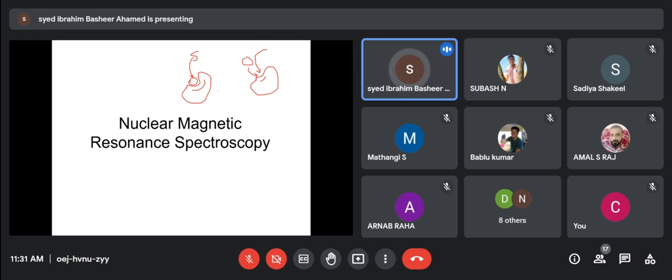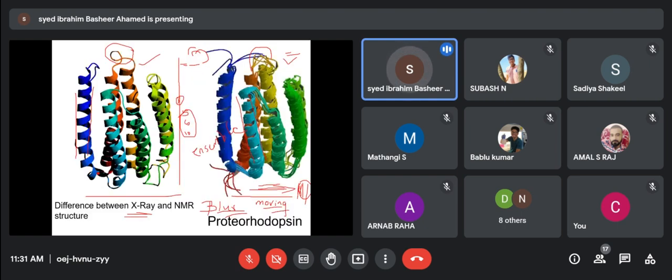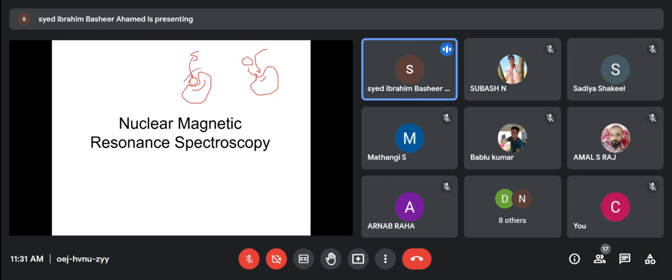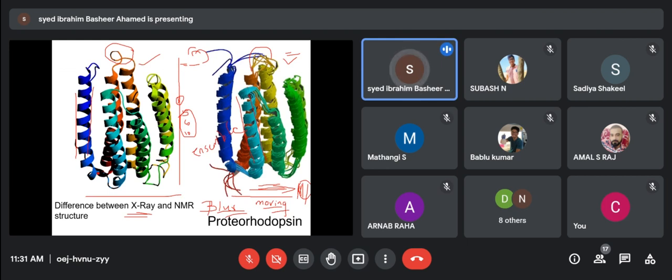This you can easily find out in NMR, because you are able to capture the images of all these things. Whereas in crystallography, either this image or this image, only these two images you can study. The intermediates you cannot study in crystallography, but you can in NMR. So that's the basic difference between NMR and X-ray crystallography.